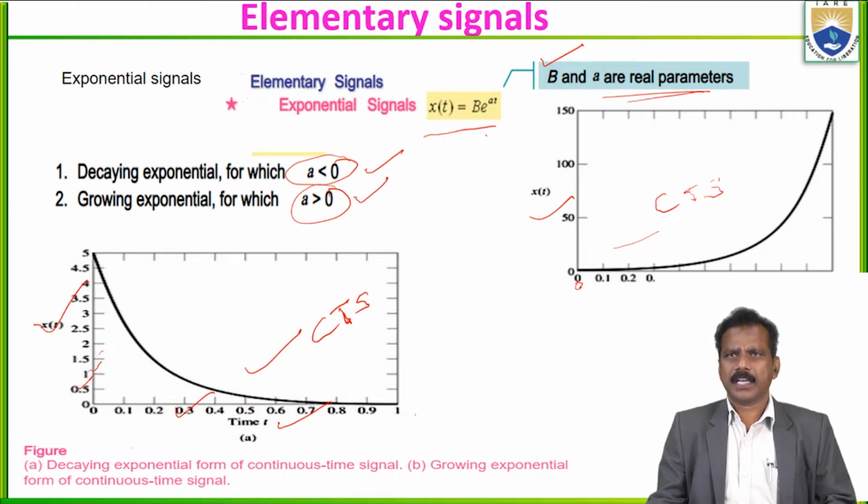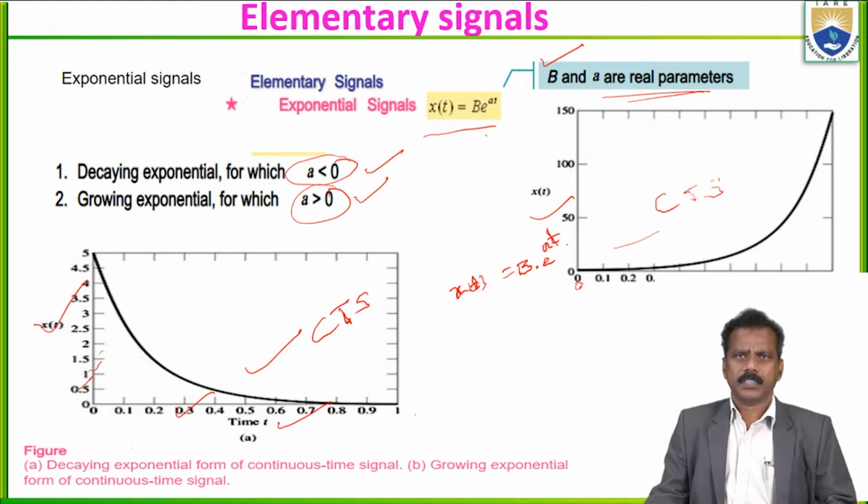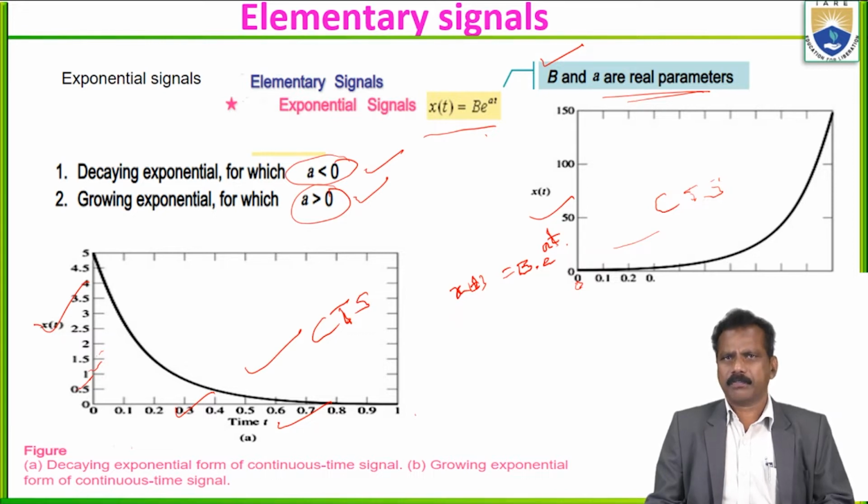The exponential signal x of t is equal to b into e power at, where b and a are real parameters. If a is less than 0, it is a decaying exponential; if a is greater than 0, it is a growing exponential. So the user can verify how the decaying and growing exponential forms of a continuous time signal behave.